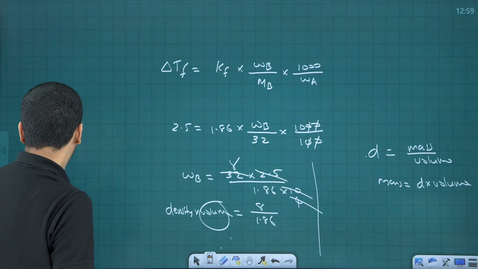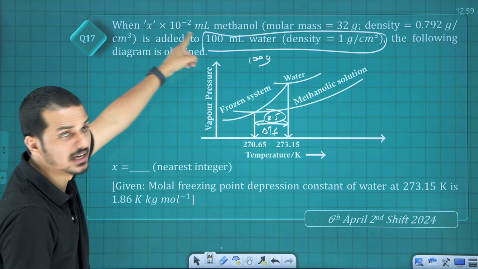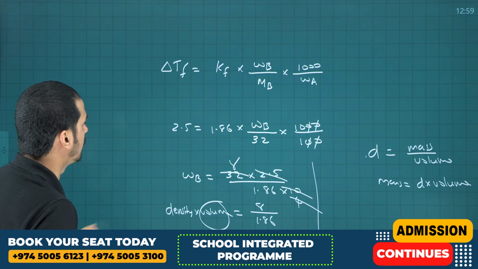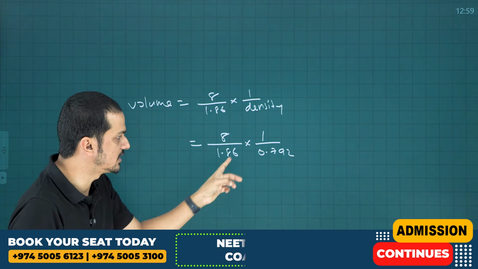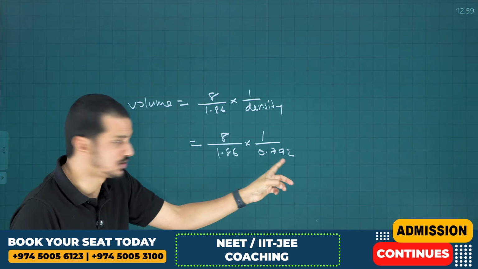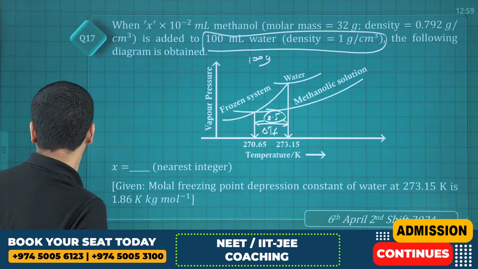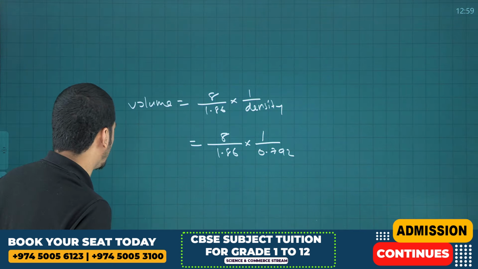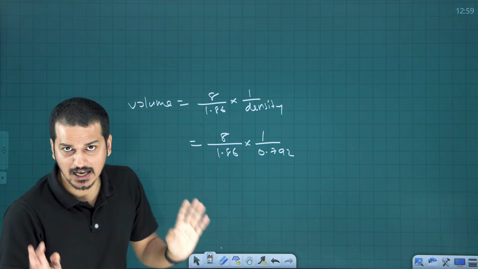So from there, we can write what? That milliliter of methanol, that volume we will get. So that answer, once we are solving this one, is 8 divided by 1.86 divided by 0.792. Once we are solving this, for question number 17, we will get the answer.